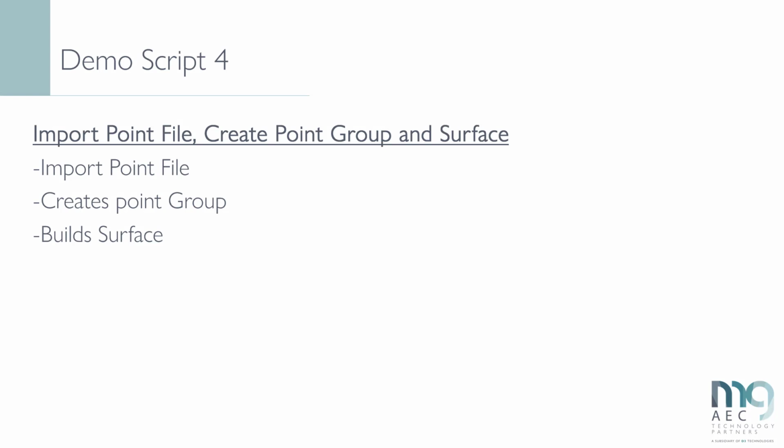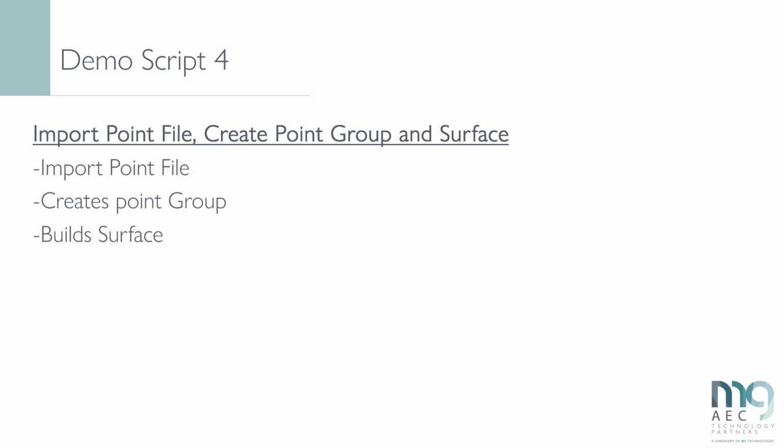So let's go check out this last one here, demo script 4. What we're going to do is import a point file, create a point group, and a surface. So this is multiple steps in Civil 3D. Grab the CSV file with your points, put those points into point groups, and build a surface. So something we're doing all the time as civil engineers. And this is a way we can just, in one click, have a surface built. The style that we want that surface, the layer we want that surface on, and create the point groups that are going to build that surface.